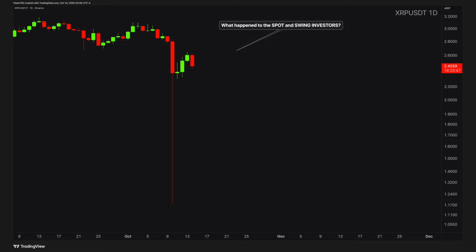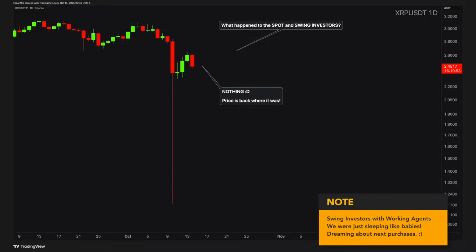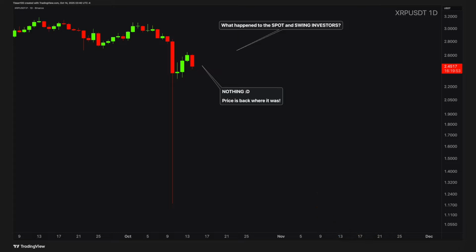But what about the spot or swing investors like me and yourself? Well, nothing really happened. Sure, the price dropped 60%, but a few days later, it bounced right back to where it was before. I didn't even bother checking my portfolio because I knew what was likely to happen and I knew that I was safe enough. So yeah, leverage can be amazing when things go your way, but at the same time, it can wipe out your entire life savings in just one single day. And this is not a joke.